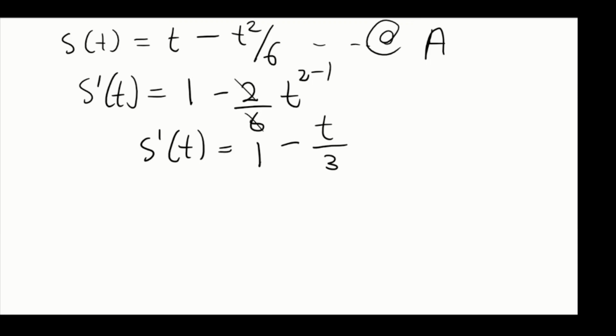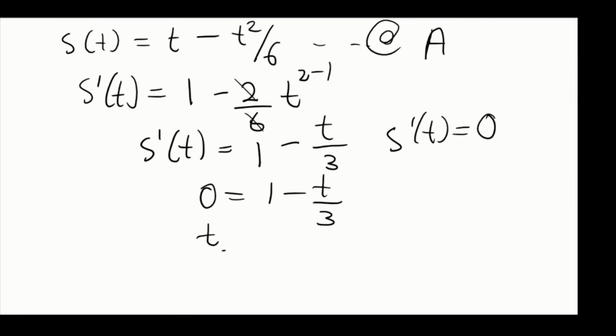So the derivative s'(t) is 1 minus t/3, right? Now, since we derived, we're going to equate s'(t) to 0 to find the time. So 1 - t/3 = 0. Transpose the t/3 to the other side, so t/3 = 1. Cross multiply, t = 3 minutes. So it's going to take 3 minutes for the bus to move from point A.